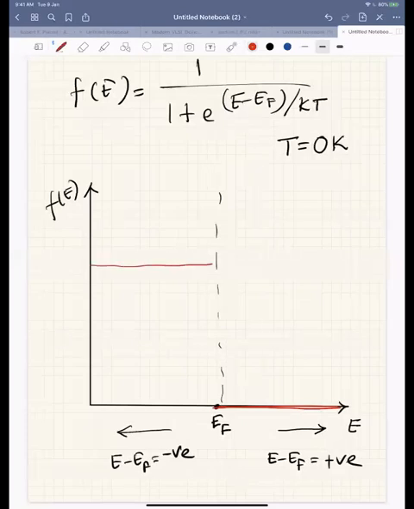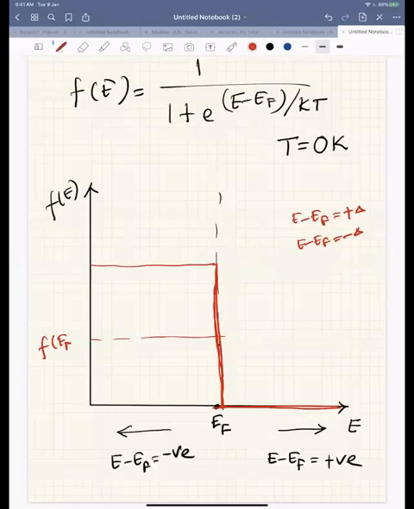This is how the function looks if you plot it, but there will be a discontinuity here. To handle it, you take E minus EF equal to plus delta or minus delta, otherwise it will be very difficult. If E minus EF is plus delta, the exponent will be plus infinite; if minus delta, minus infinite. But when E equal to EF, this function is half, so F(EF) is half.